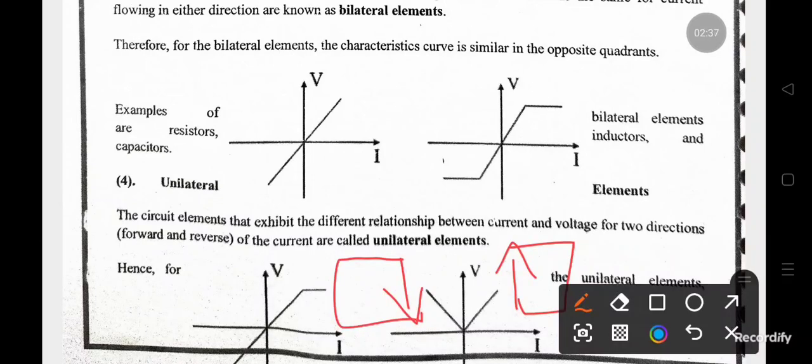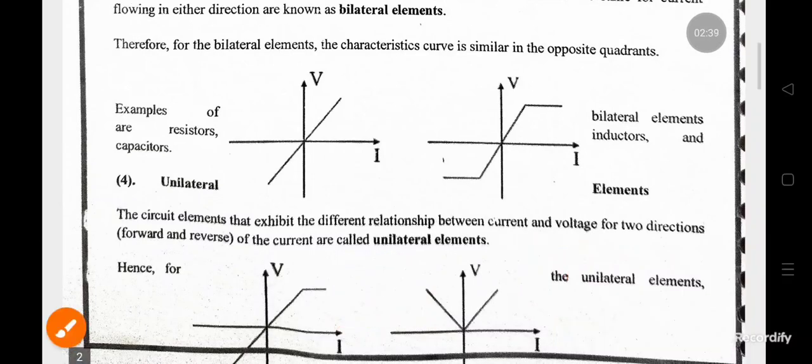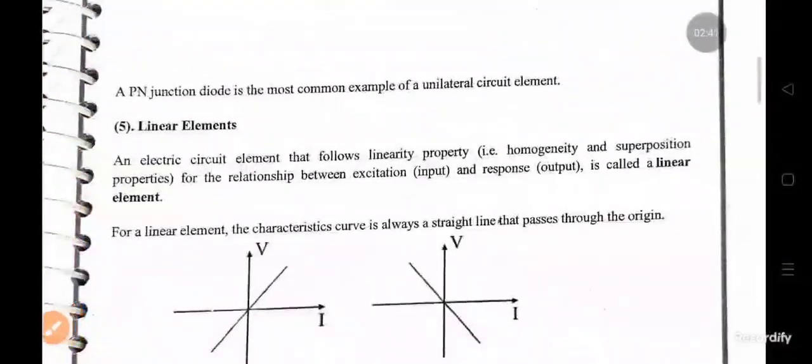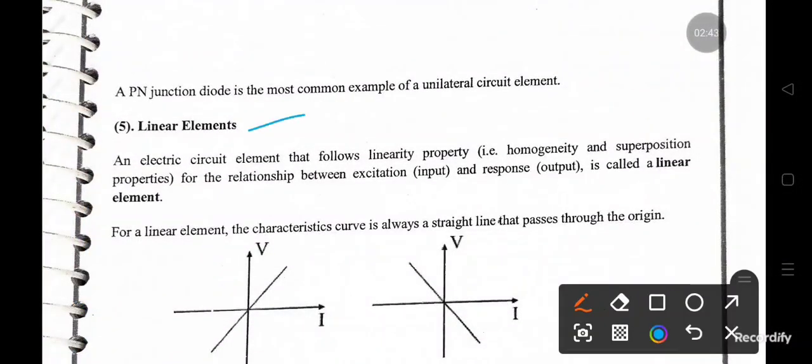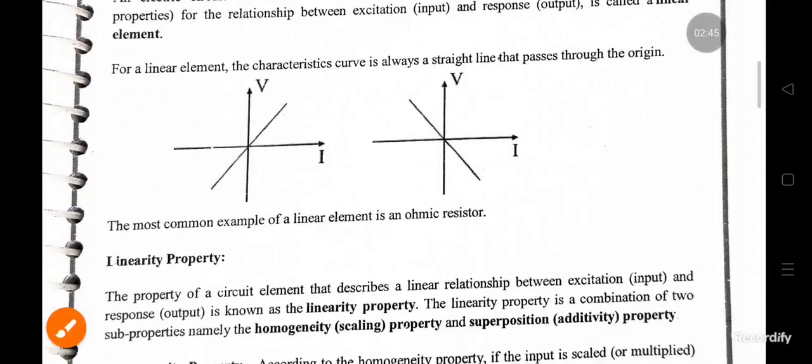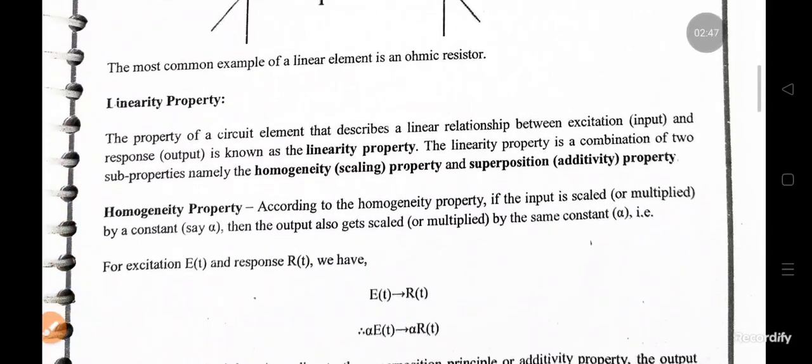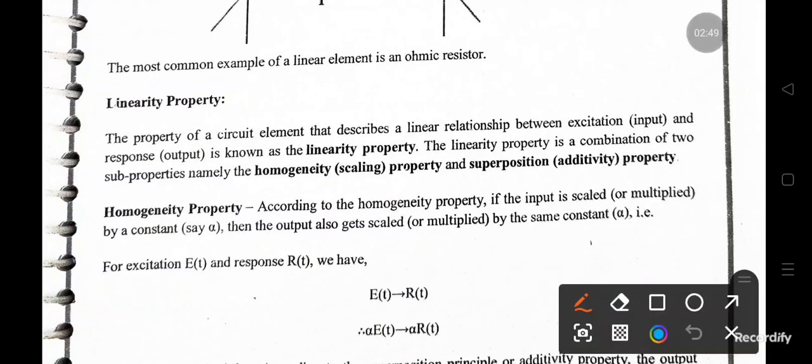Fifth one is linear elements. An electric circuit element that follows the linearity property is called a linear element. First, we have to know the linearity property. Linearity property is a linear relationship between input and output. The linearity property is the combination of two sub-properties, namely homogeneity property and superposition property.